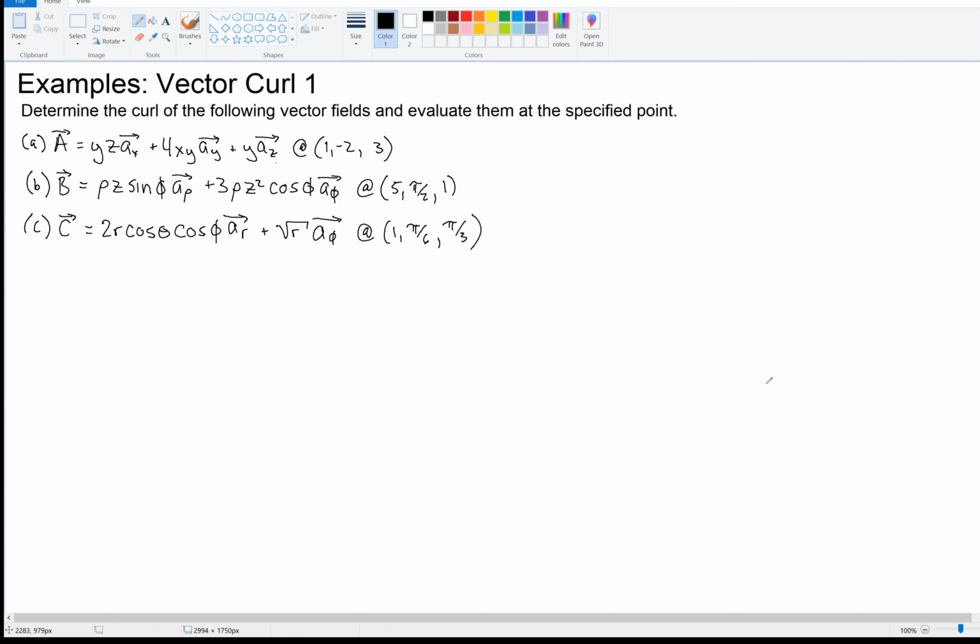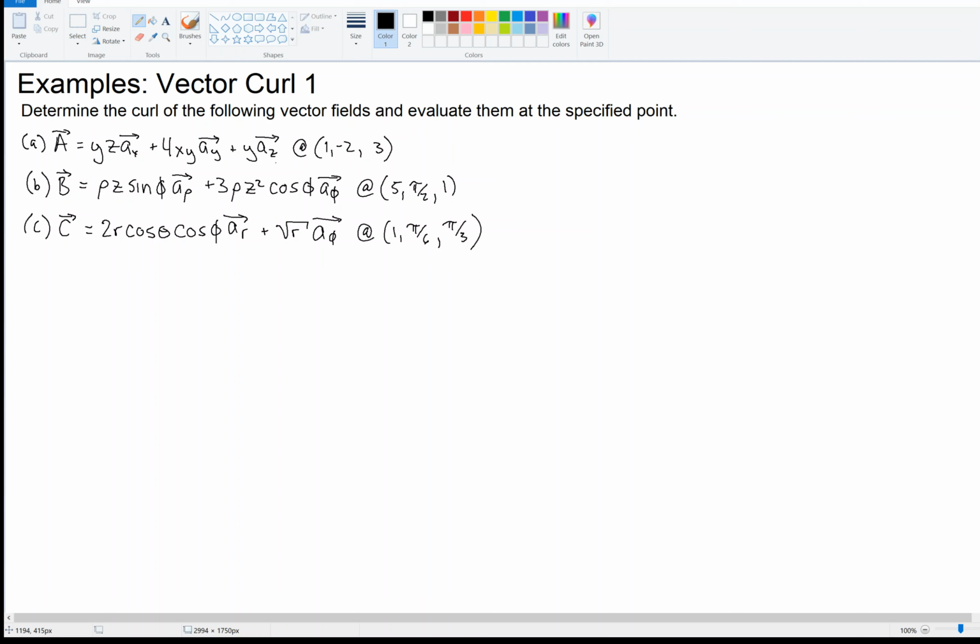This is an example of calculating the vector curl. So I've got three examples labeled A, B, C with vector fields A, B, C correspondingly. And then we're going to calculate the curl, and then we're going to evaluate the curl at the specified point.